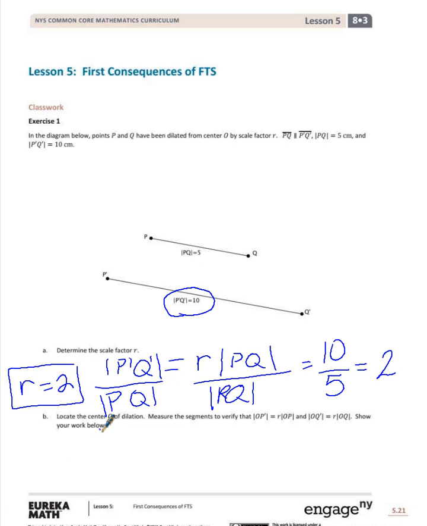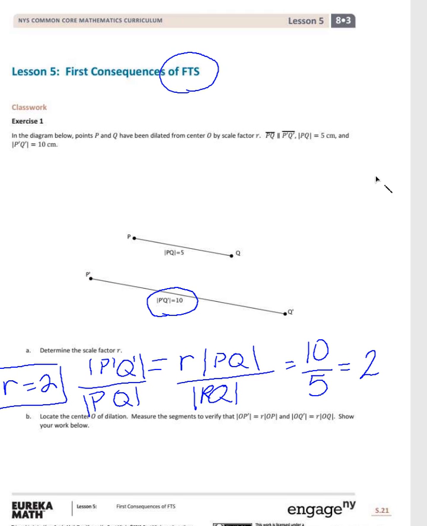Now, it says locate the center O of dilation. Well, we're going to need to work backwards to get that. We know that these two lines are parallel, and we know that just because of this theorem. However, if we've already known that P was dilated to P prime, we can work backwards. So by working backwards, we're going to take from P prime, and we're going to go backwards through P. Because I know that by doing this scale, moving P to P prime, the center of the dilation has to be on this line somewhere.